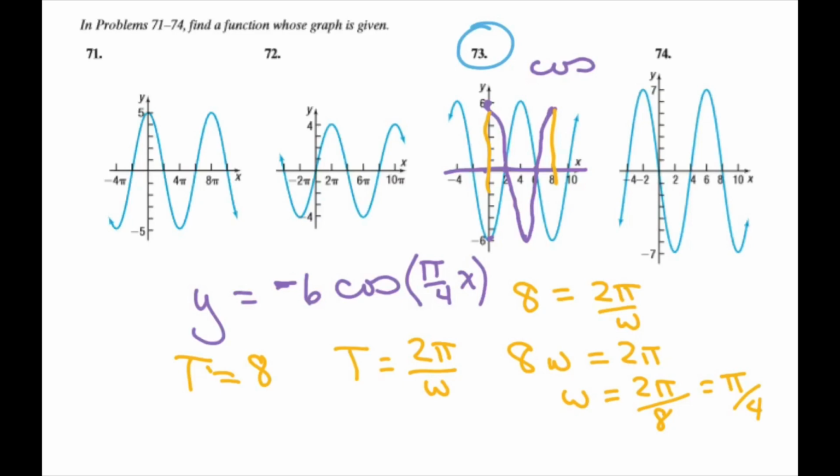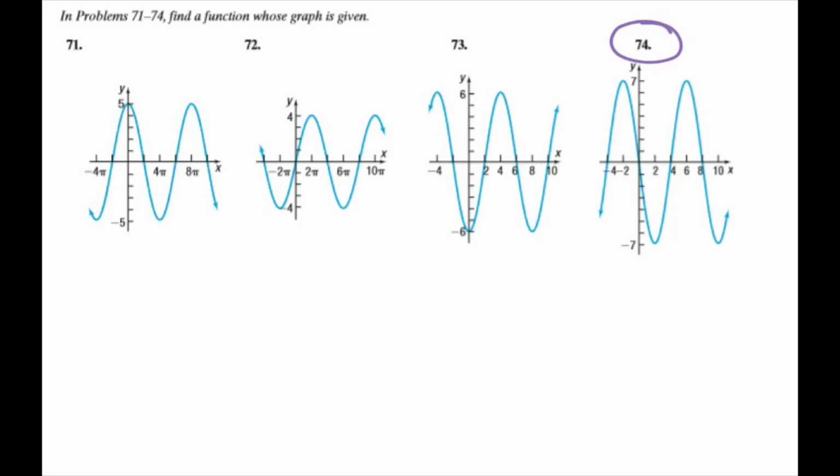And then for the last one, 74, this one starts at the origin, so we know it's sine. It is a reflection, because usually it goes up to 7 here. That's your amplitude. Normally it goes like this. But since it's reflected over the x-axis, it's a reflection. So we know our amplitude is 8, and it is a reflection. And in this case, it's 0 to 8 again, just like this one was.